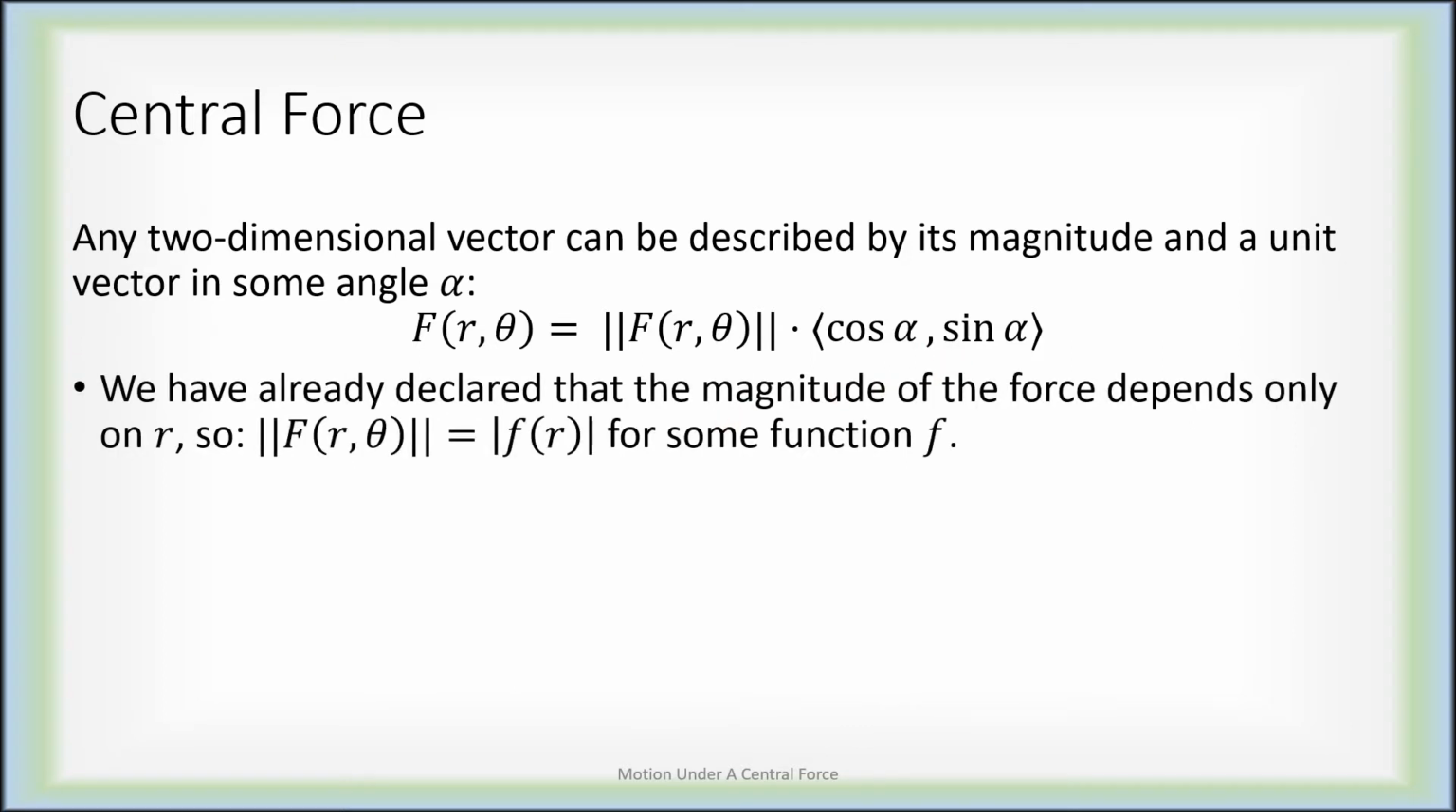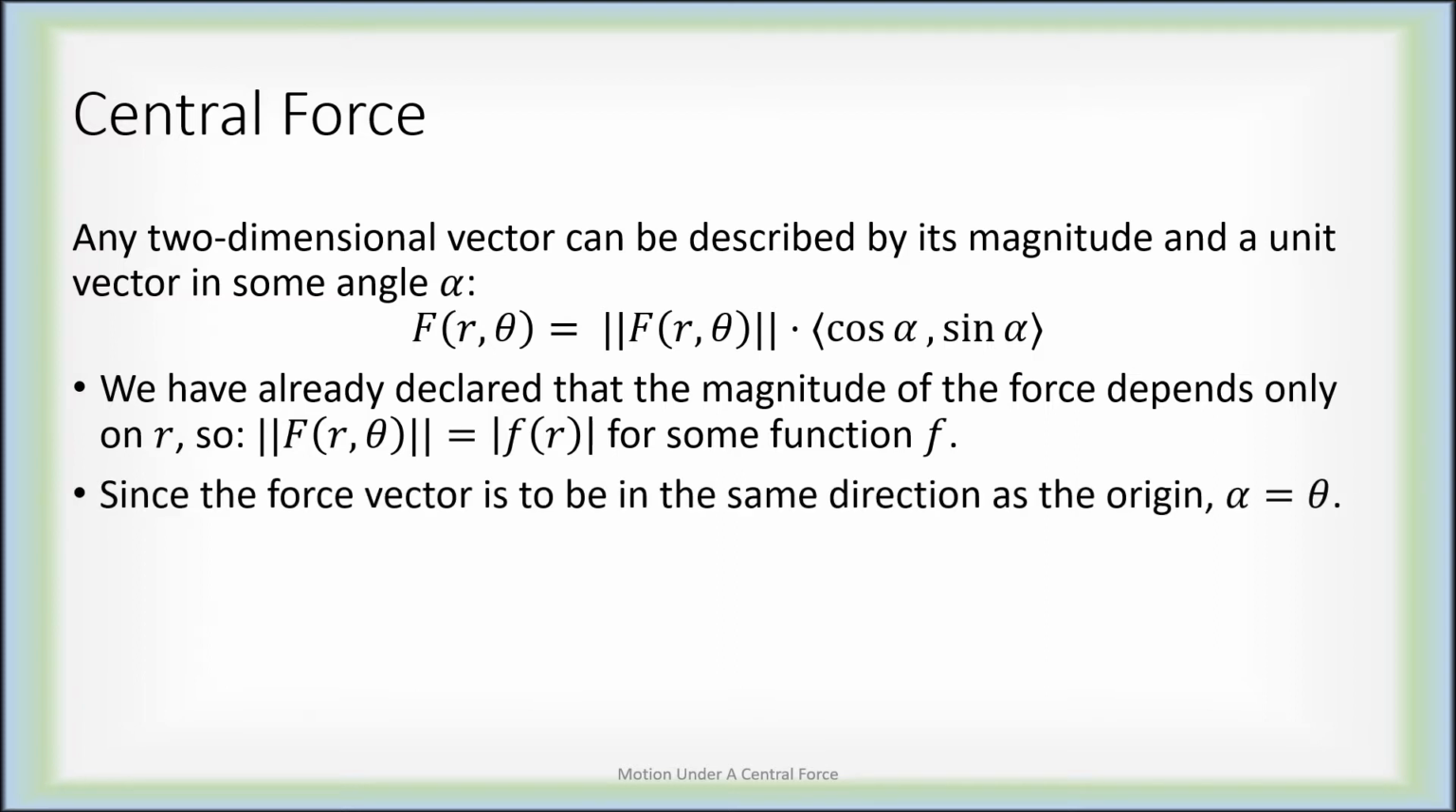We've already declared that the magnitude of the force should only depend on r. So rather than saying the magnitude of F is given by the magnitude of F of r, theta, it really just depends on f of r, just the radius. And the force vector is in the same direction as the origin. Whatever theta I'm pointing to, the direction of my force vector will be in the same direction. So capital F of r, theta is given by some magnitude controlling function f of r, and the direction vector cos theta, sine theta, is the same theta as the point at which I'm acting.